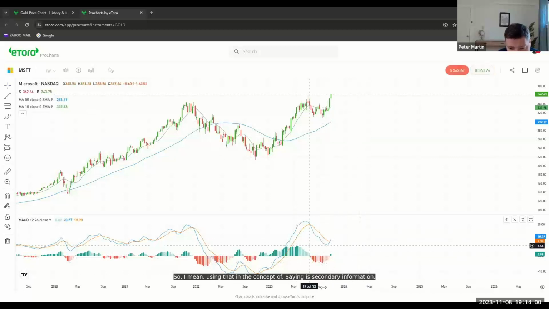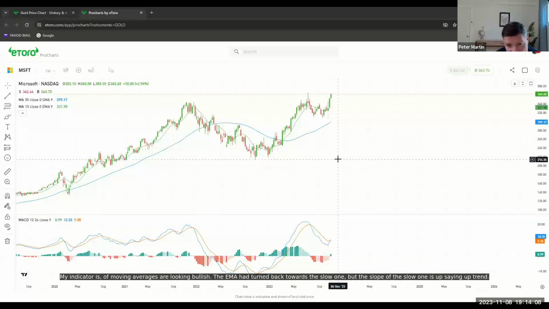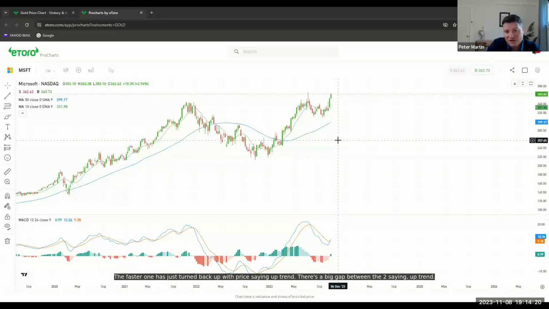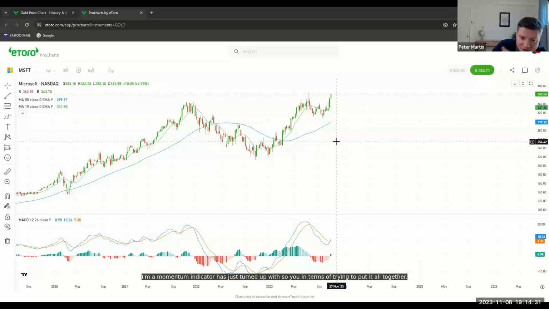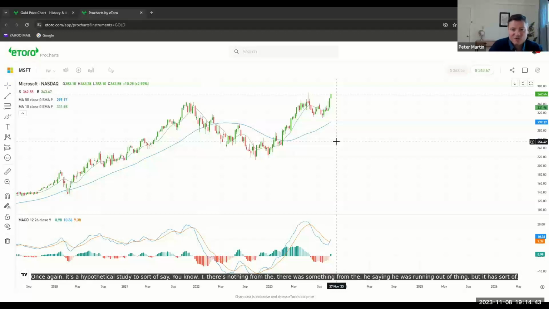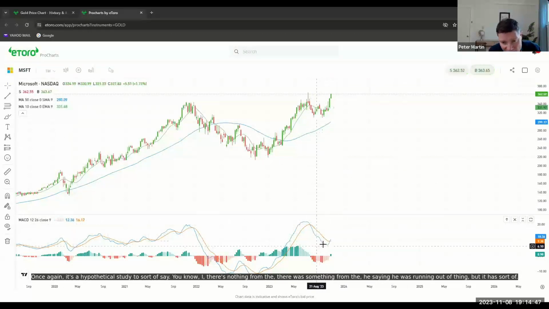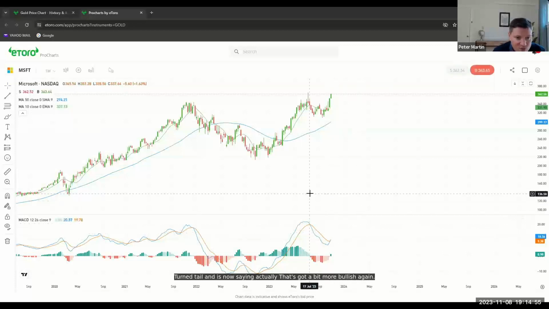Using that as secondary information, my indicators in terms of moving averages are looking bullish. The EMA had turned back towards the slower one, but the slope of the slower one is up, saying uptrend. The faster one has just turned back up with price, saying uptrend. There's a big gap between the two, saying uptrend, and my momentum indicator has just turned upwards. So in terms of putting it all together, it's a bullish chart at the moment, or it has been bullish. Once again, it's a hypothetical study. There was something from the MACD saying it was running out of steam, but it has turned tail and is now saying that it's got a bit more bullish again.